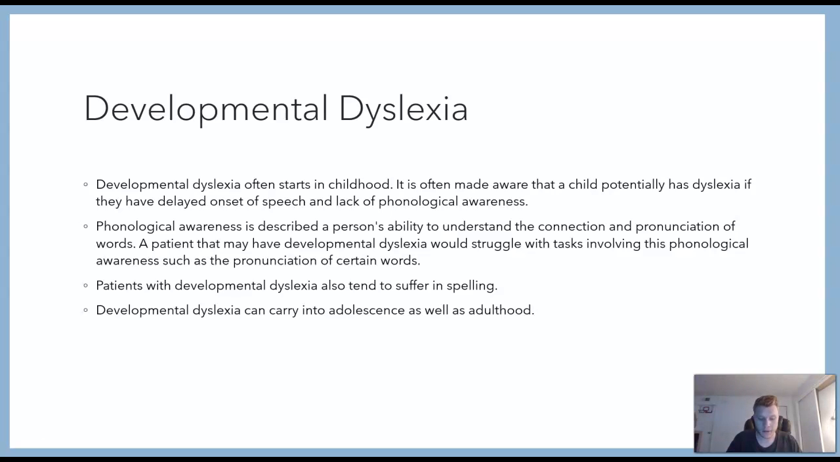The final classification of dyslexia I will be covering is developmental dyslexia. Developmental dyslexia is often apparent in childhood but can last throughout adulthood. Simple signs of dyslexia may include errors in speech and lack of phonological awareness. A person's phonological awareness consists of the connection and understanding of the pronunciation of words. Patients experiencing developmental dyslexia would have deficits in both spelling and pronunciation.